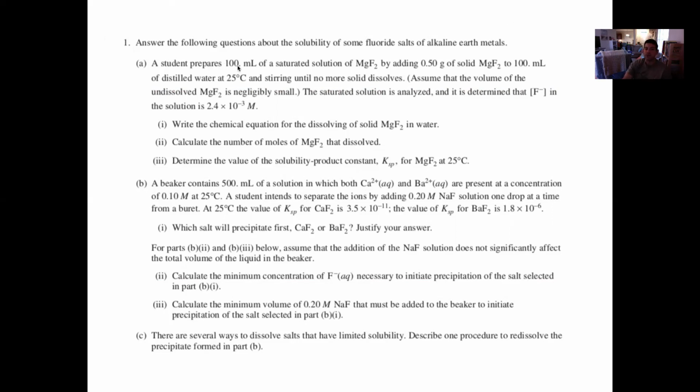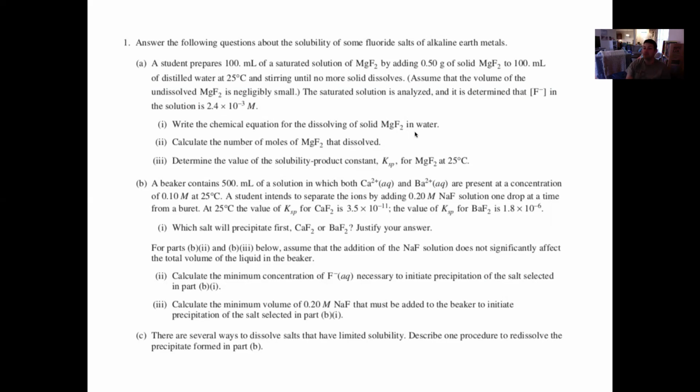A student prepares 100 mLs of a saturated solution of MgF2 by adding 0.50 grams of solid MgF2 to 100 mLs of distilled water at 25 degrees C and stirring until no more solid dissolves. Assume that the volume of the undissolved MgF2 is negligibly small. The saturated solution is analyzed and it is determined that the concentration of F- in the solution is 2.4 times 10 to the negative 3 molar. Write the chemical equation for the dissolving of MgF2 in water.